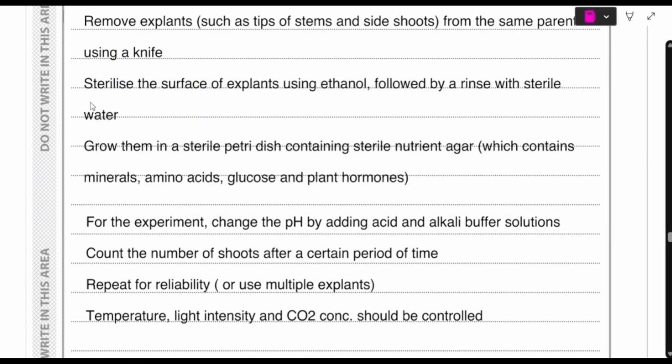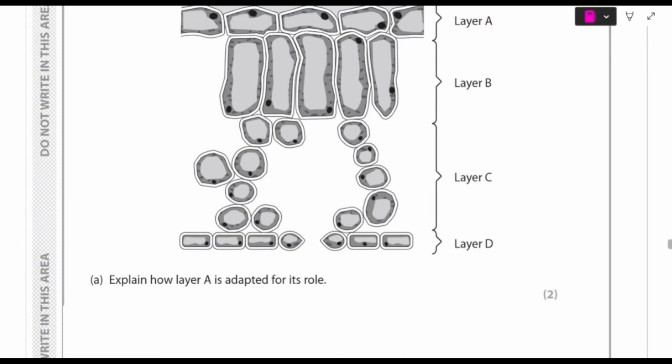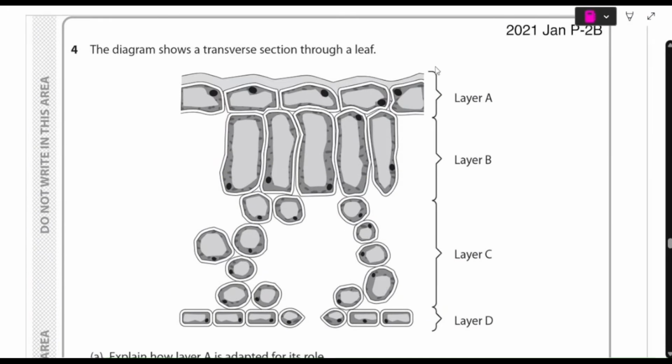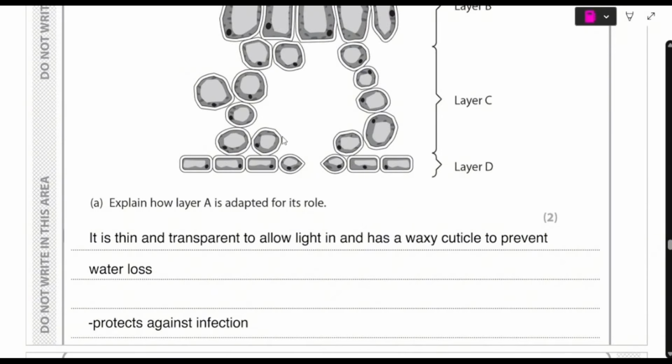And then we have a transverse section of a leaf. Explain how layer A is adapted for its role. So A is the upper epidermis with a cuticle layer. So it has a waxy layer to prevent evaporation of water, and also it allows the sunlight to enter the palisade layer. So it is thin and transparent to allow light and has a waxy cuticle layer to prevent water loss, and it also can protect against infections.